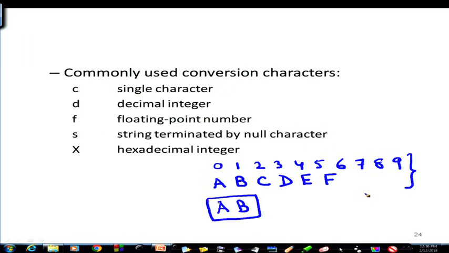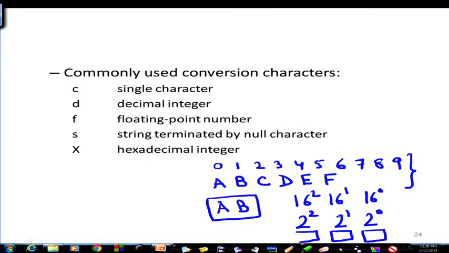So, the position weights are: first position is 16 to the power 0, second position is 16 to the power 1, third position is 16 to the power 2, like that. In the case of binary, the first position weight was 2 to the power 0, then 2 to the power 1, 2 to the power 2, like that, right. Each of these positions can be filled up in the case of binary by 0 and 1.